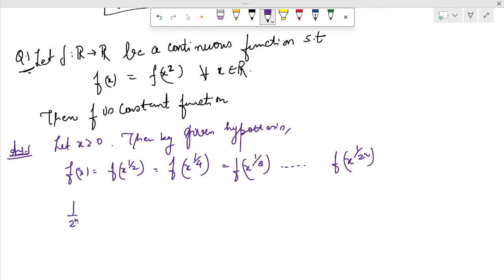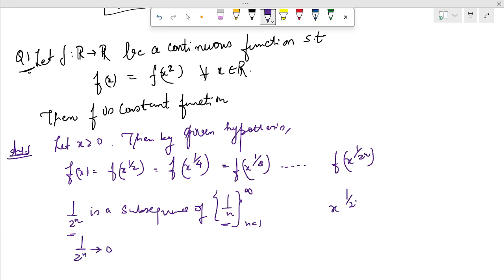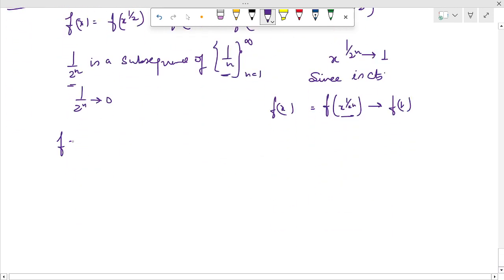And we know that 1/2ⁿ is a subsequence of 1/n when n varies from 1 to infinity. We know that this tends to 0, so therefore 1/2ⁿ also tends to 0. So it implies that x raised to power 1/2ⁿ converges to 1. Since f is a continuous function, f(x^(1/2ⁿ)) converges to f(1), and we know that this is equal to f(x) ultimately. So it implies that f(x) will be equal to f(1) for all x greater than 0.